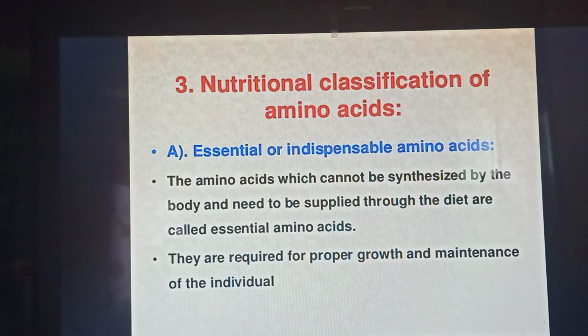Next classification, very important. Based on the nutritional requirement, you can classify them as essential amino acids and non-essential amino acids. Essential is also called indispensable amino acids. These amino acids cannot be synthesized by the body and need to be supplied through the diet, and you call them essential amino acids. They are required for the growth and maintenance of the individuals.